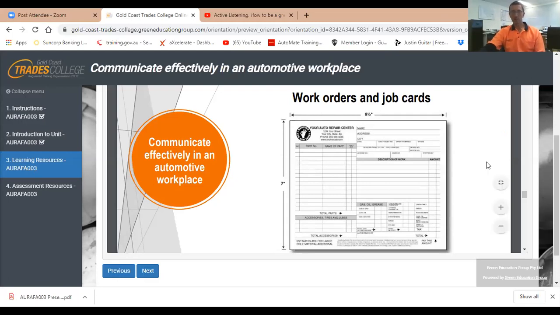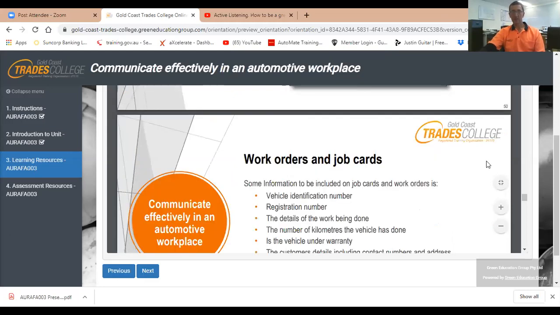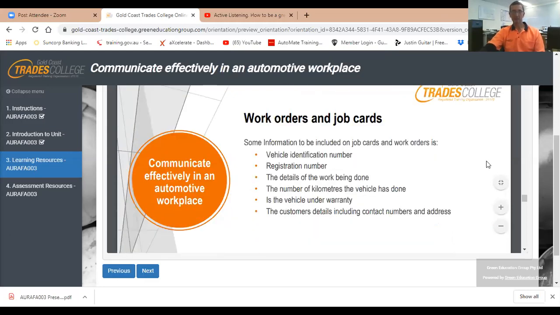Much more time consuming than speaking that information to someone. Just going over again some of the information to be included on that job card. This will be one of the questions in your assessment. What would you write on a job card?